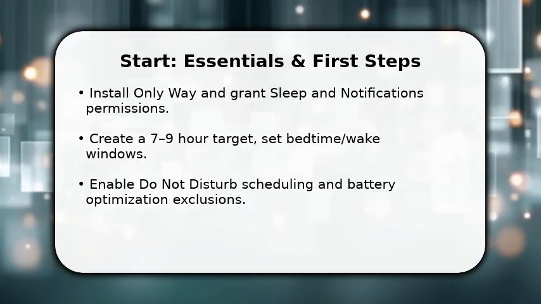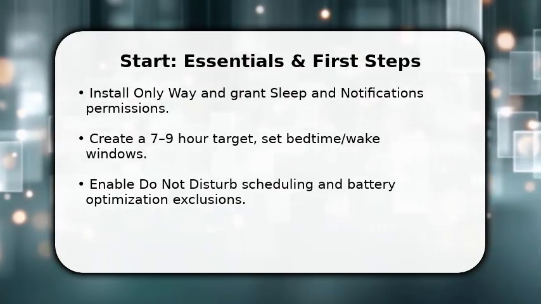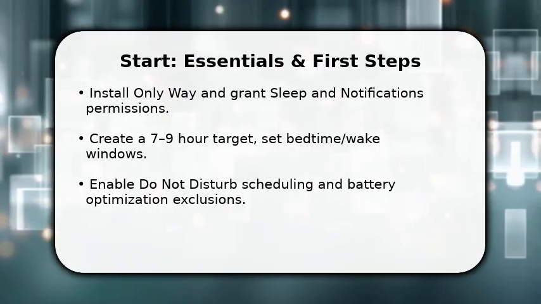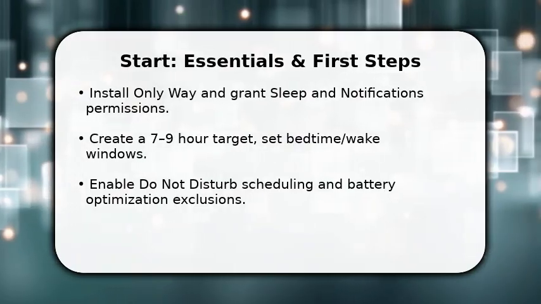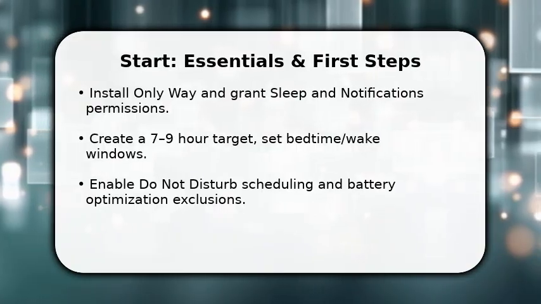You'll begin by preparing the essentials so the app can track and guide sleep accurately. Install only way, then allow sleep, motion, and notifications, otherwise data gaps occur. Set a realistic 7-9 hour sleep target and pick a flexible bedtime window that fits your routine.